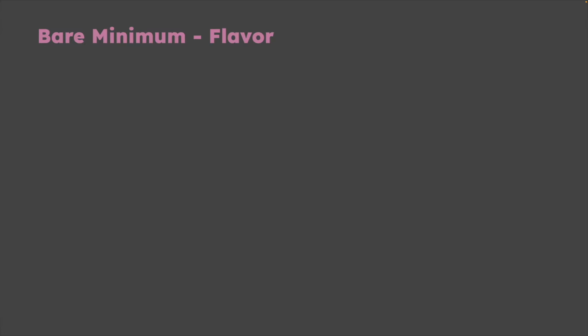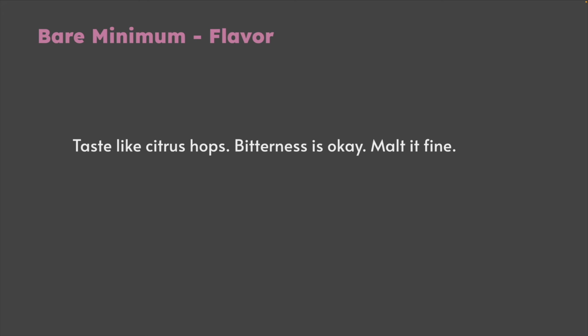So let's start here with the bare minimum for flavor, which reads, tastes like citra hops, bitterness is okay, malt is fine. So detailed, you can almost taste it, right? No, of course not. There is no intensity levels, and the descriptors, if you want to call them that, are far too vague, particularly okay and fine descriptors. That means so many different things per individual person if you ask them what they think is okay or fine.